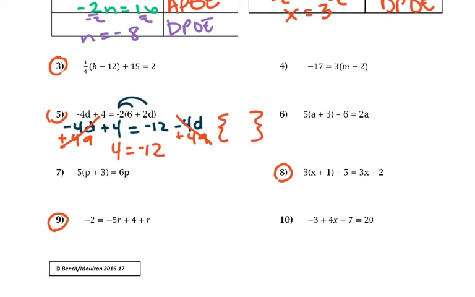Okay, number 6 and 7, you should be able to work those out easily enough. There's going to be variables on both sides, so you're going to have to move the variables all to one side. So again, if you need to look at extra examples, they're in the notes.